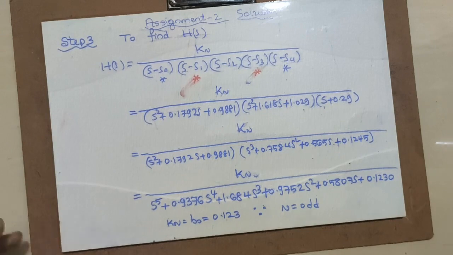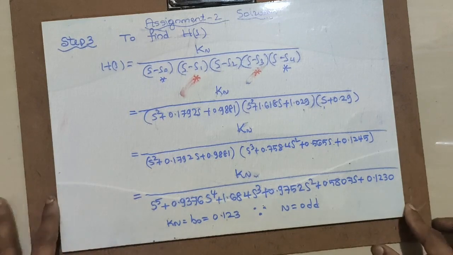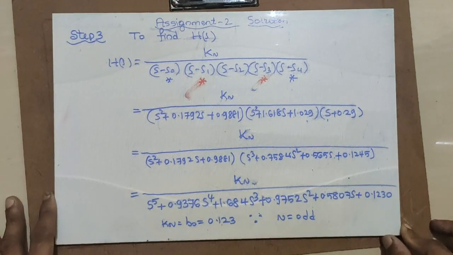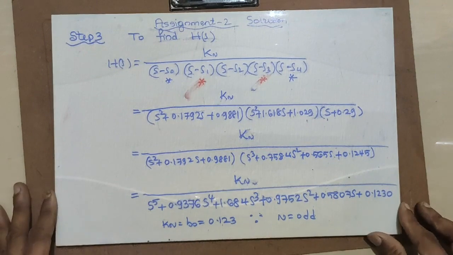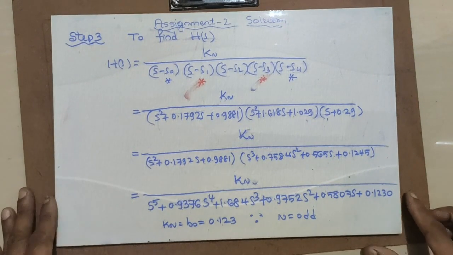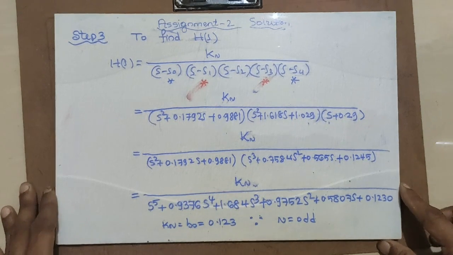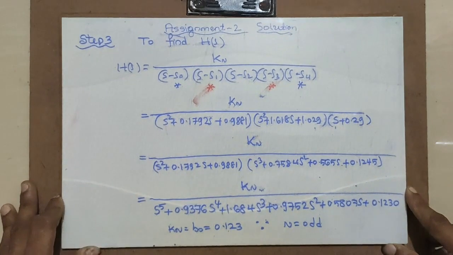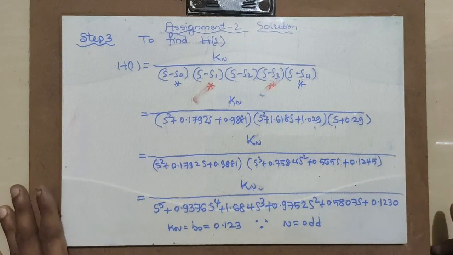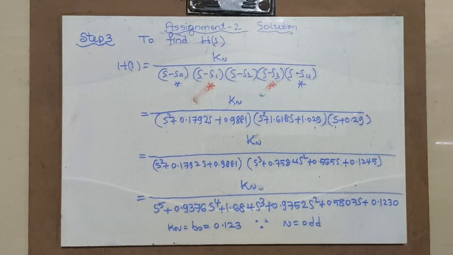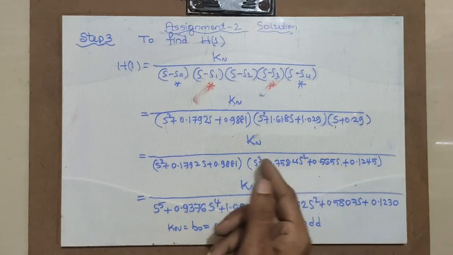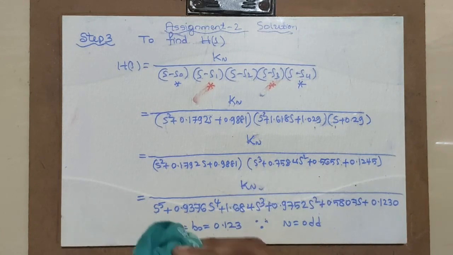I hope some changes I have done with respect to the previous video are visible. The changes are with respect to a table added here, A and B. With that I found the corresponding polynomials, and I got the last polynomial by multiplying each of these polynomials. Okay. Now step 4.